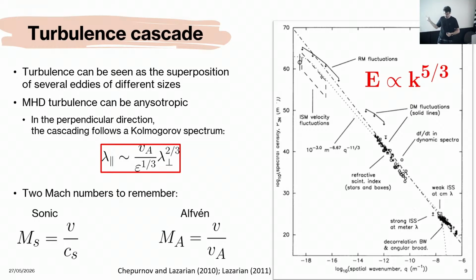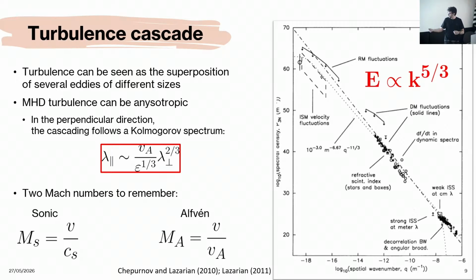But at the same time, since we have the magnetic field, we have another characteristic velocity that we call the Alfvén speed, which we can see as a measure of how strong the magnetic field is. There is more to it. It's related to the waves traveling through the plasma, but I won't go too far into that right now.